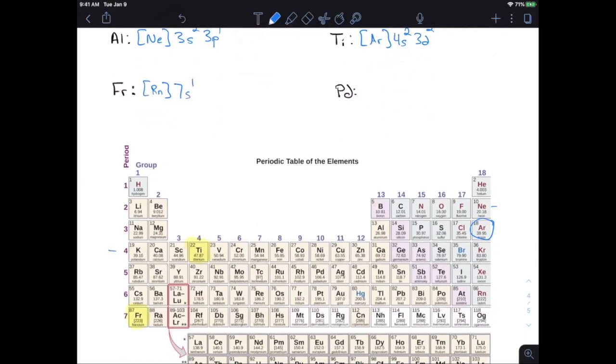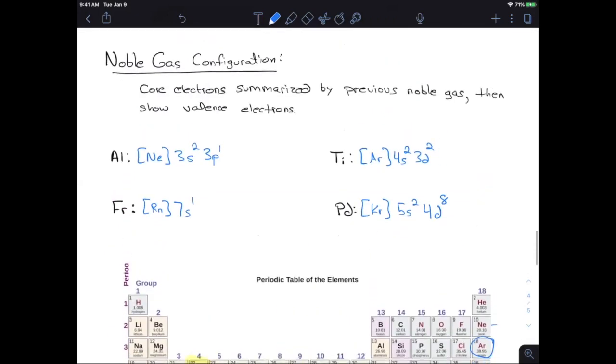And finally, we can quickly do palladium. So palladium is located in here in the D block. And so again, if we go up a row, we say the previous noble gas is krypton. So krypton in brackets. And then we just have to start on the 5th row, 5s2. And now we're in the D block, but we have to go down to the 4d. And now if we count across 1, 2, 3, 4, 5, 6, 7, 8 d electrons. And there's your noble gas electron configurations for those 4 elements.